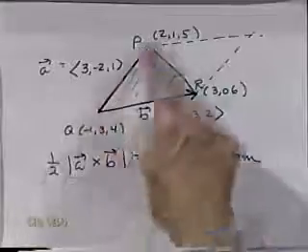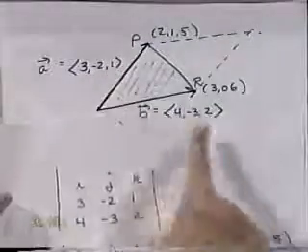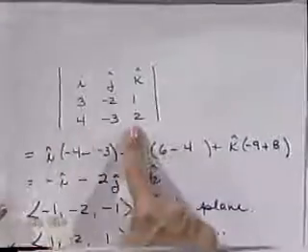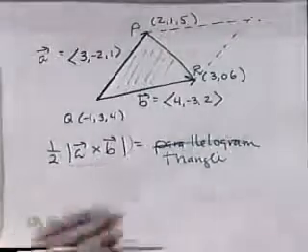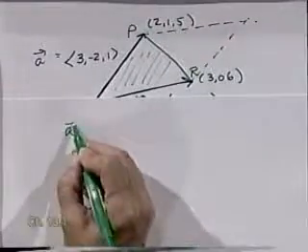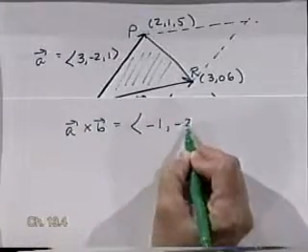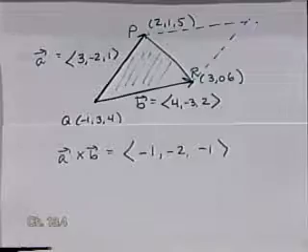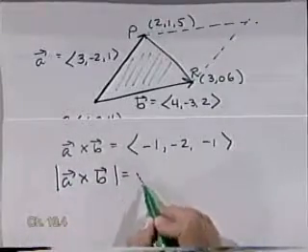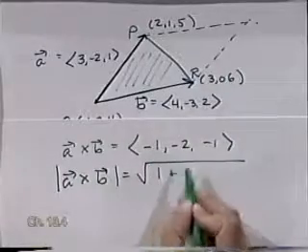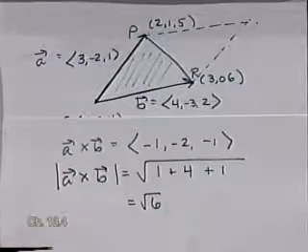Now, I chose these 3 points because a few minutes ago, we actually did the cross product of 3, negative 2, 1 and 4, negative 3, 2. I did that right here. And I got that vector, A cross B, to be the vector with components negative 1, negative 2, negative 1. So the magnitude of A cross B is equal to the square root of negative 1 squared, which is 1, plus negative 2 squared, which is 4, plus negative 1 squared, which is 1, is the square root of 6.